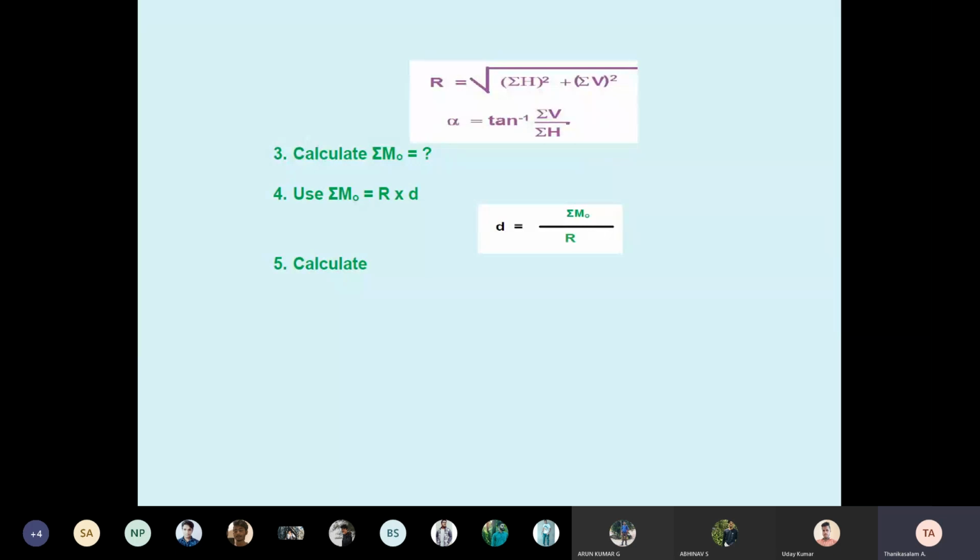Then we know Varignon's theorem. What does Varignon's theorem state? The moment of the resultant force equals the summation of the moments of the individual forces. So M naught means the moments of the individual forces, added, equal the resultant force moment, R into d, the distance. Then you calculate d: d equals summation M naught divided by the resultant.